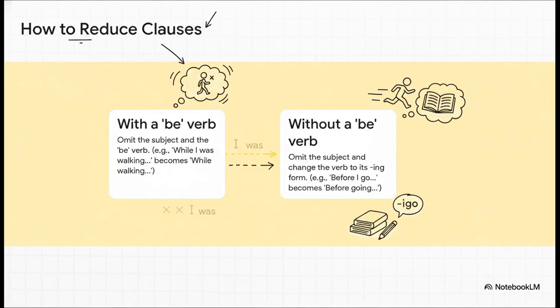And the process itself is just two simple steps. If the clause has a be verb, like was in while I was walking, you just drop the subject I and the verb was. It becomes while walking. Easy. Now, if there's no be verb, like in before I go, you just drop the subject I and change the verb go to its ing form, before going.